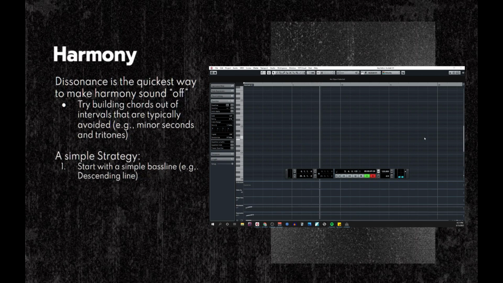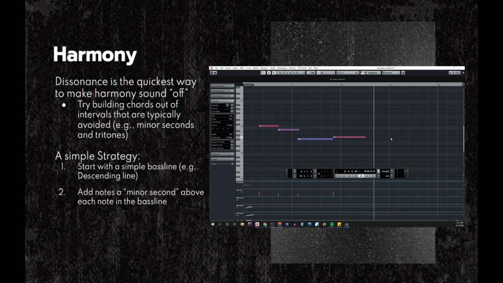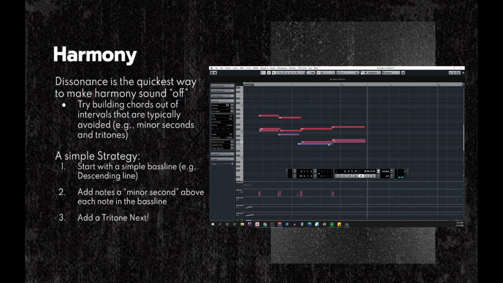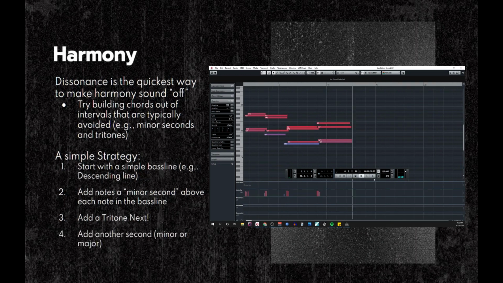Make sure to avoid following any specific tempo or time signature while doing this, possibly using the same strategy I mentioned earlier in your own DAW. Next, add a note a minor second above each note in your bass line. After that, simply add another note, a tritone above that note. Then add one more note, a minor or major second above that.